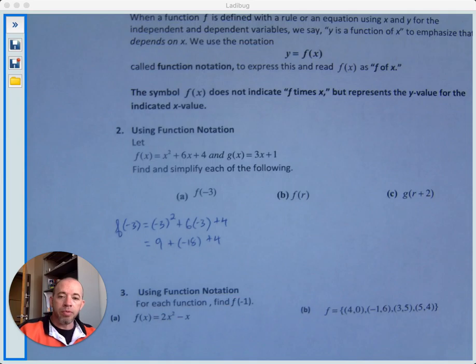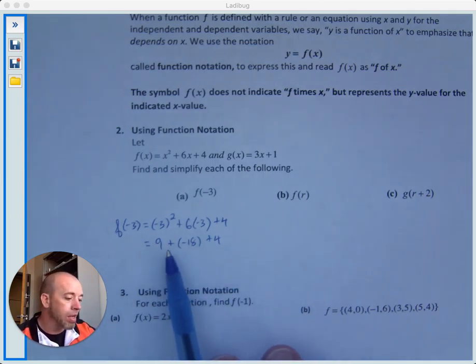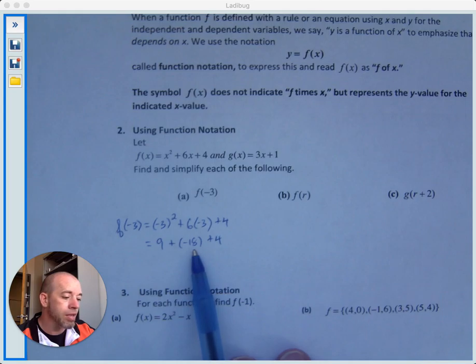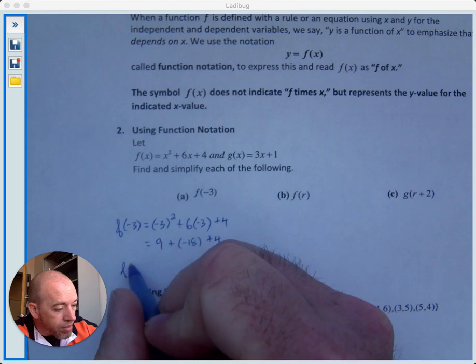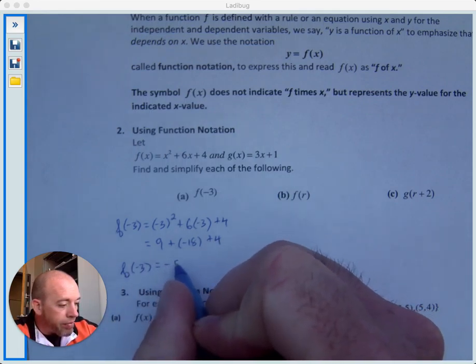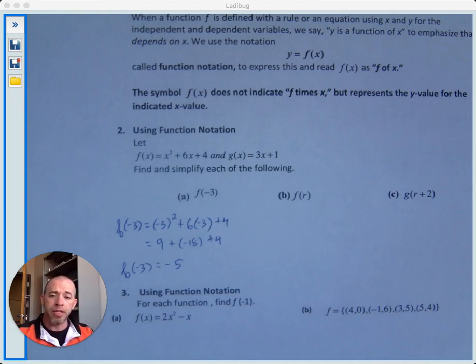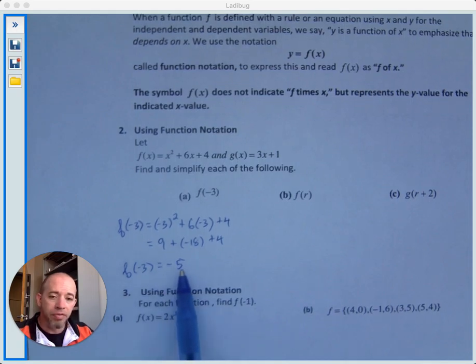And so we just have to do some arithmetic. 9 plus negative 18 plus 4. Well, I know 9 plus negative 18 is negative 9, plus 4 would be negative 5, right? So f of negative 3 equals negative 5. Now, another benefit of using this notation is when you get to the end and present your answer, you don't forget where you started. This basically tells us when x is negative 3, y is negative 5.